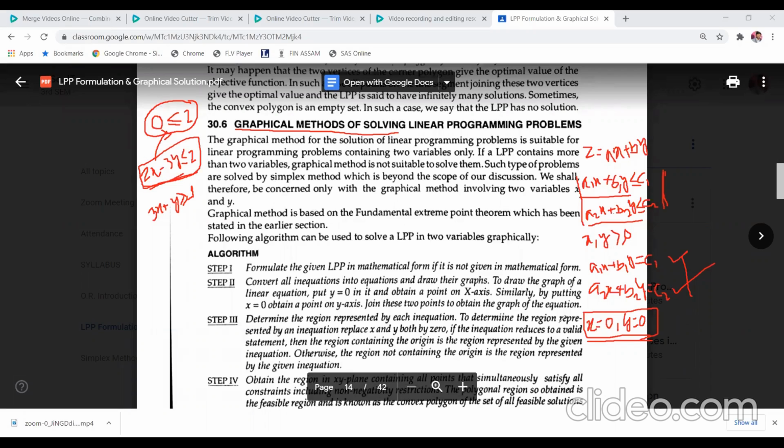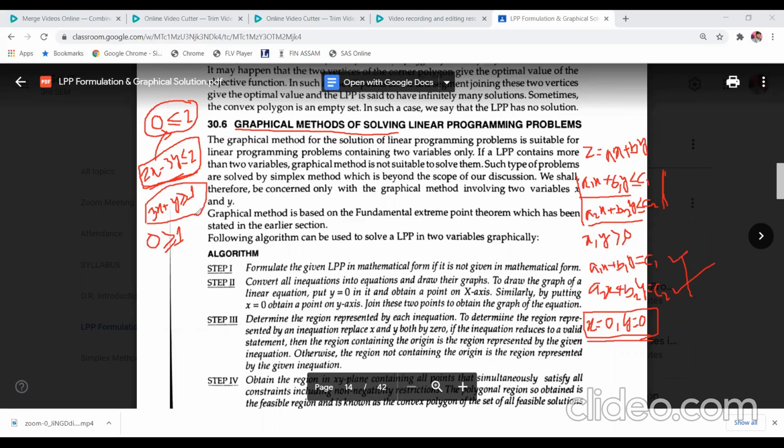Similarly, if you put x equal to 0 and y equal to 0 here, the left side will be 0, greater than or equal to 1. So is 0 greater than or equal to 1? Obviously not. That means in the solution region of this inequation, the origin will not be there.